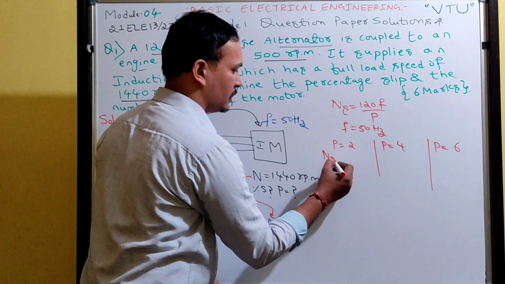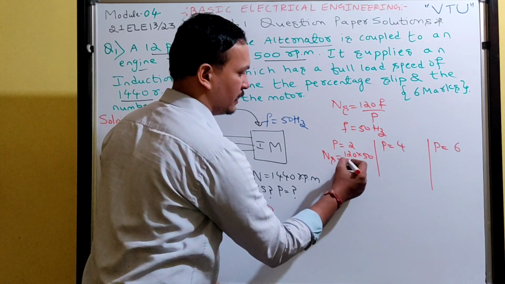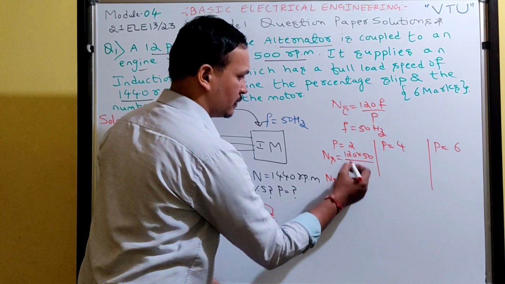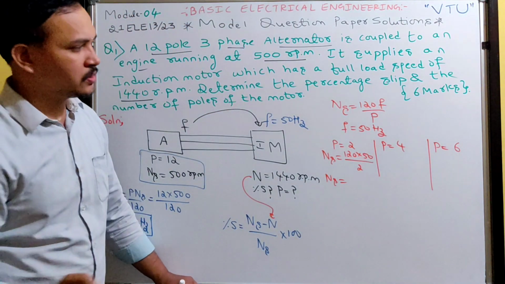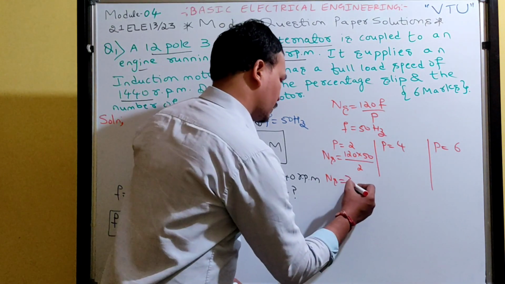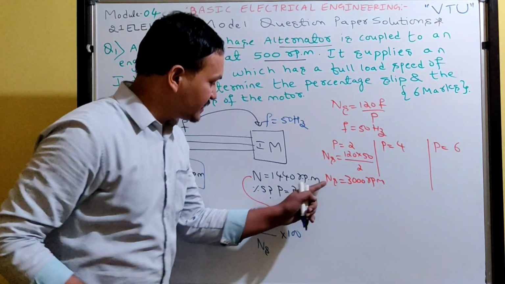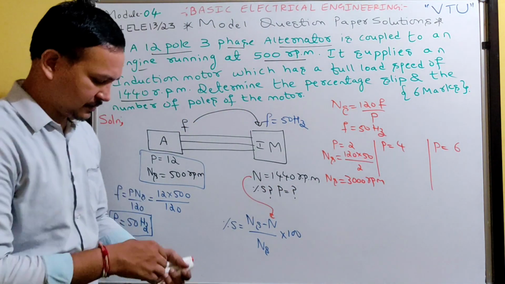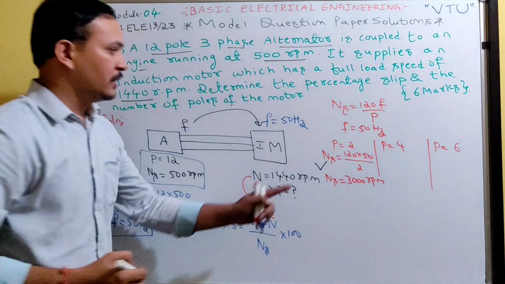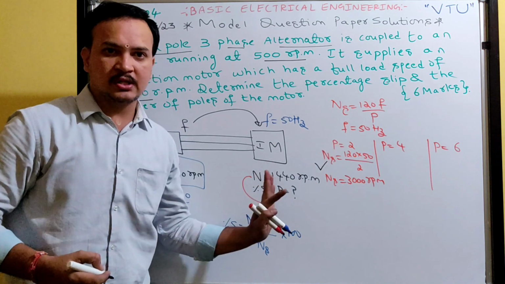Then calculate ns. So 120 into 50 divided by 2 poles. How much are you getting? 3000. Okay, so 3000 RPM. See, ns is more than n. Yes, ns is more than n. Yes, the induction motor can have 2 poles. Yes, 2 poles is possible.